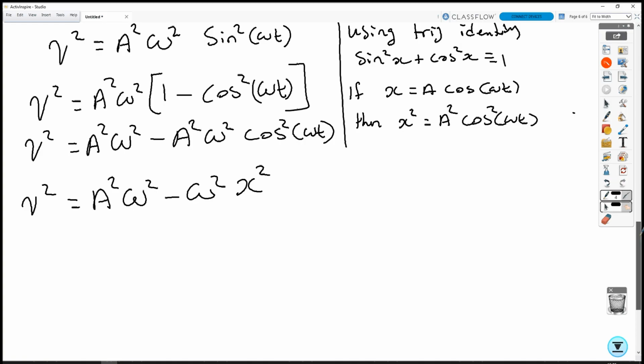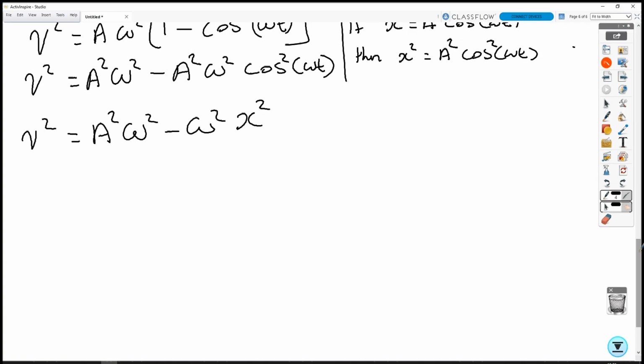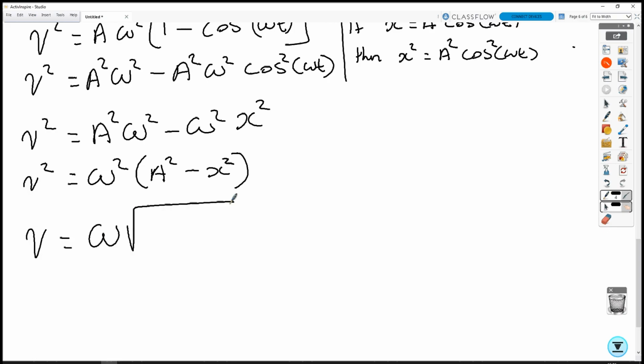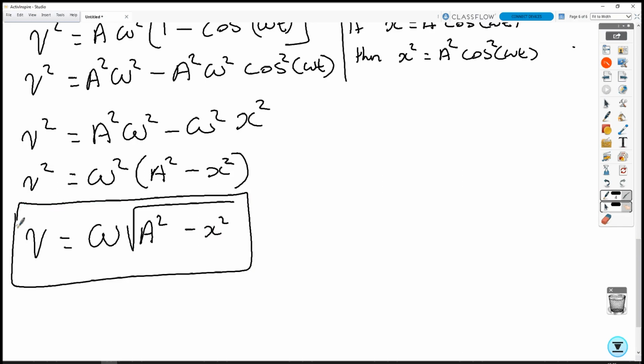We can factorize the omega squared out. So v squared equals omega squared times (A squared minus x squared). Square root the whole thing. So v equals the square root of omega squared, which is just omega, times the square root of A squared minus x squared. Put a box around that because you need to know it. So now we've related velocity to displacement.